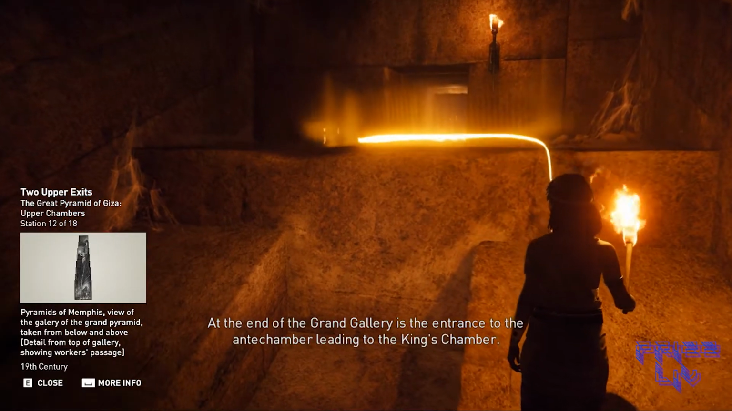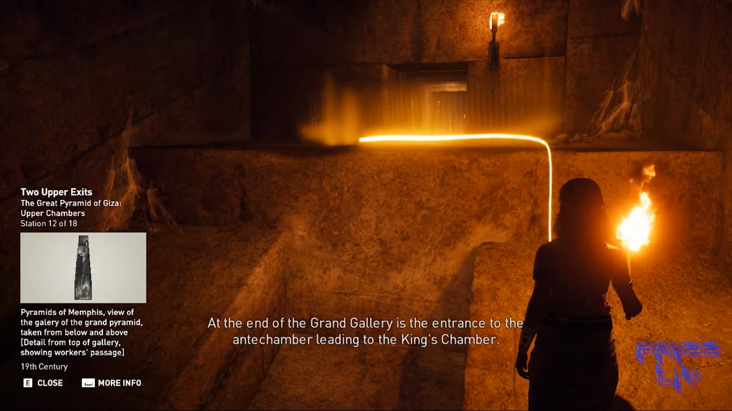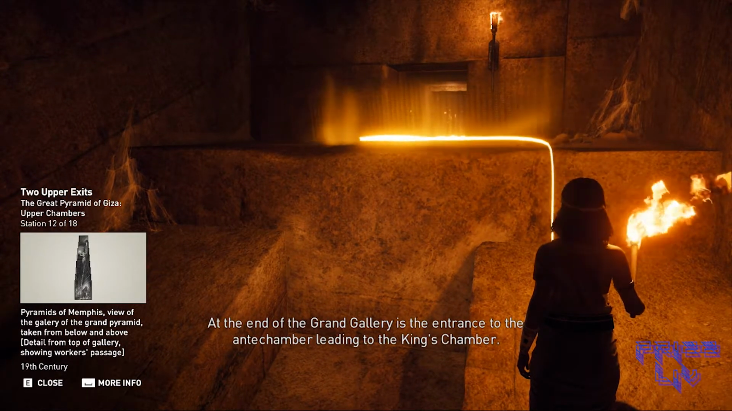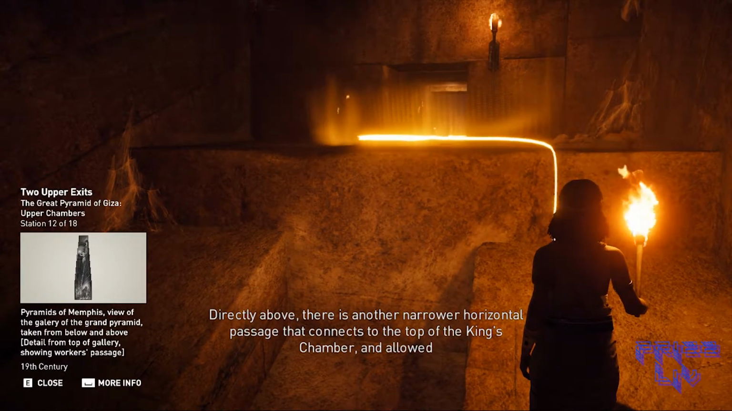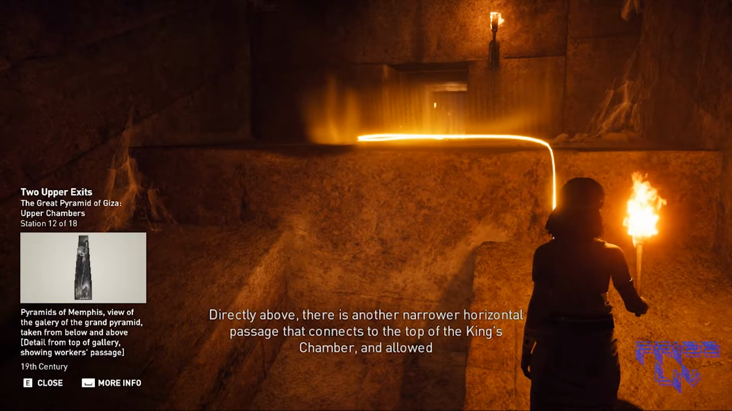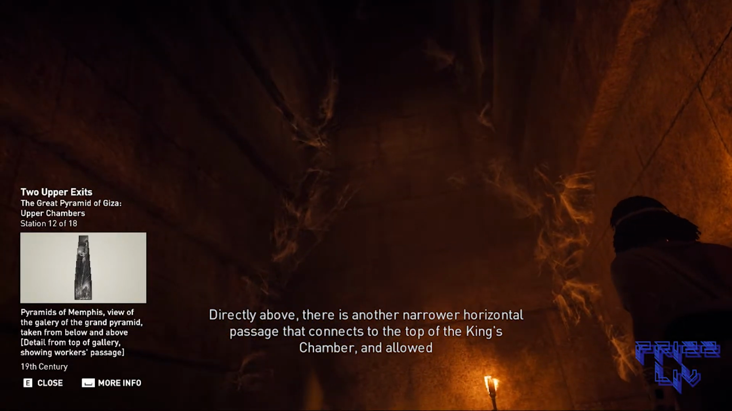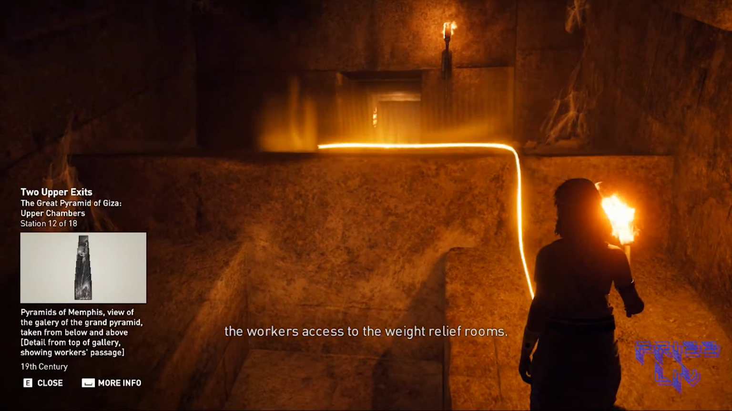At the end of the Grand Gallery is the entrance to the antechamber leading to the King's Chamber. Directly above, there is another narrower horizontal passage that connects to the top of the King's Chamber and allowed the workers access to the weight relief rooms.